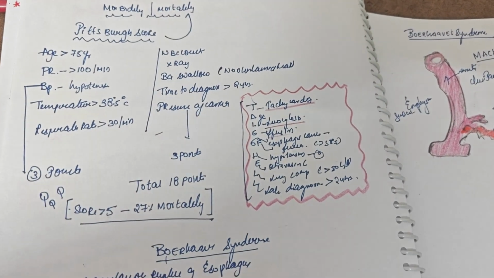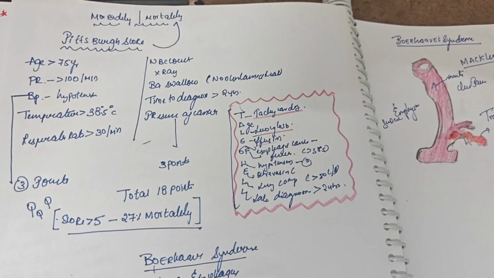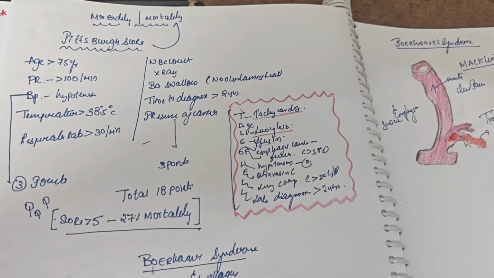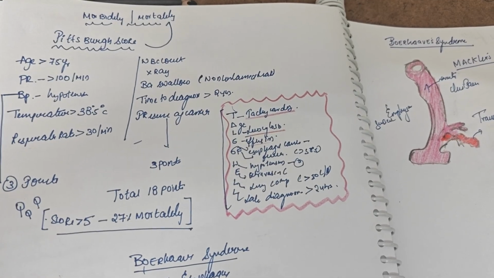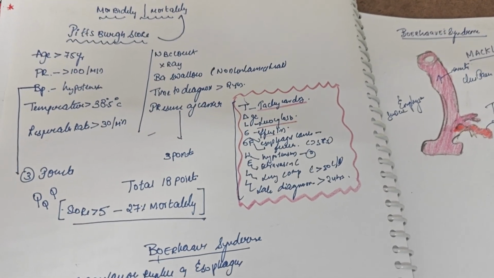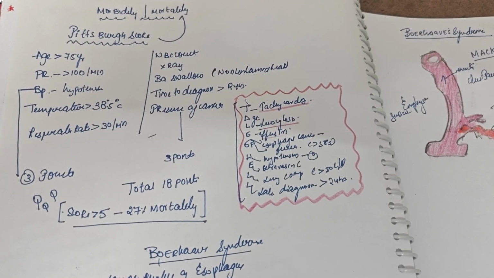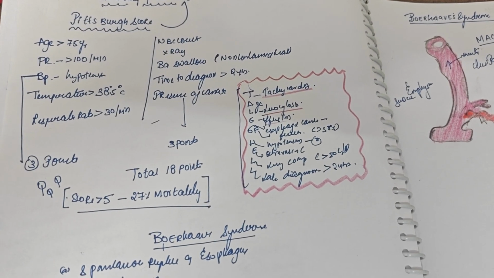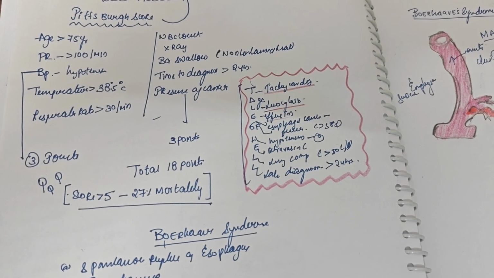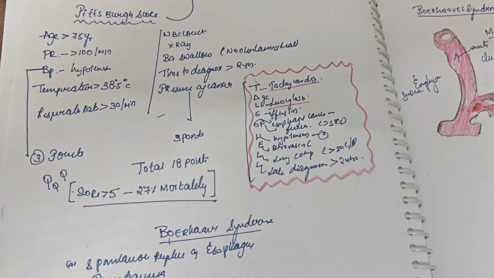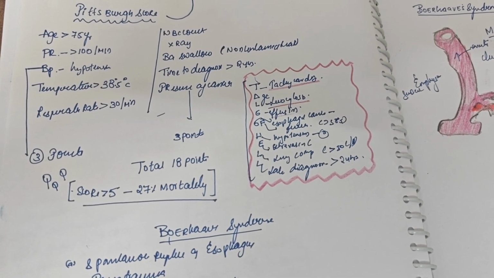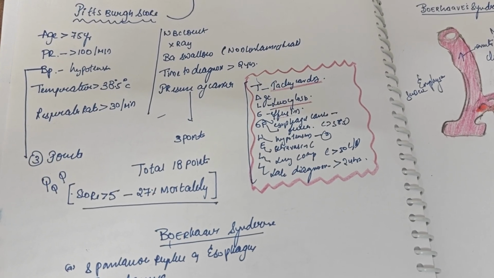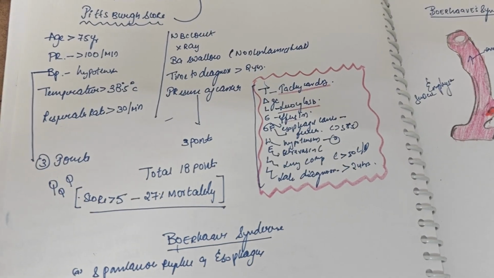T is for tachycardia, more than 100 beats per minute. A is age, more than 75 years. L is leukocytosis, that is increased WBC count. E is for effusion, the pleural effusion, so you go with an X-ray also.